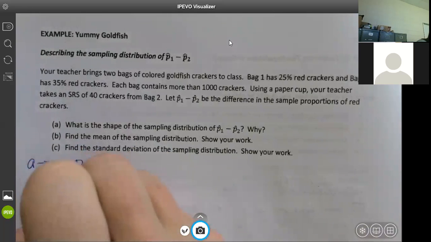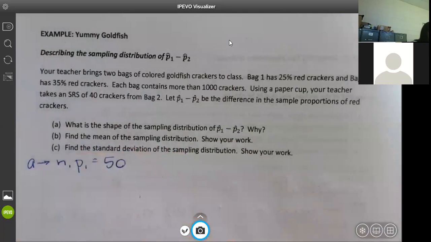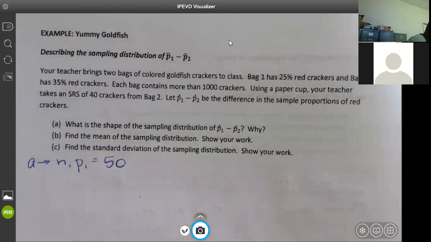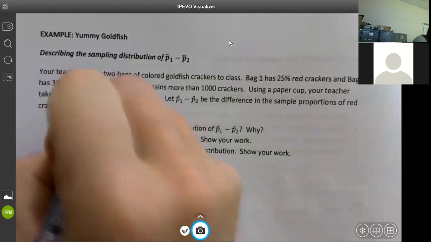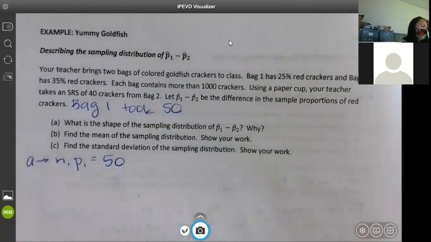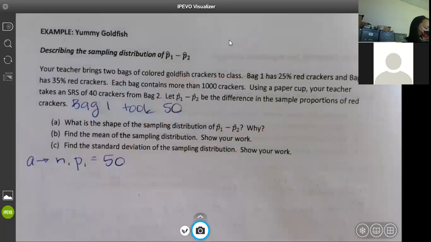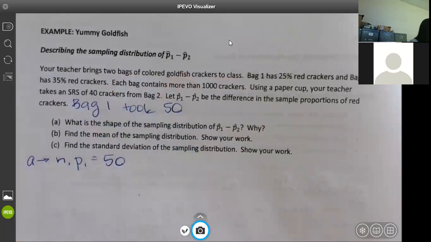So N1, P1. Our N1 was 50. I don't think it has the bag 1 on there. Hold on. Does it say? It doesn't. Bag 1 took 50. Sorry. So 40 from bag 2 and 50 from bag 1. So I apologize if that's not on there.